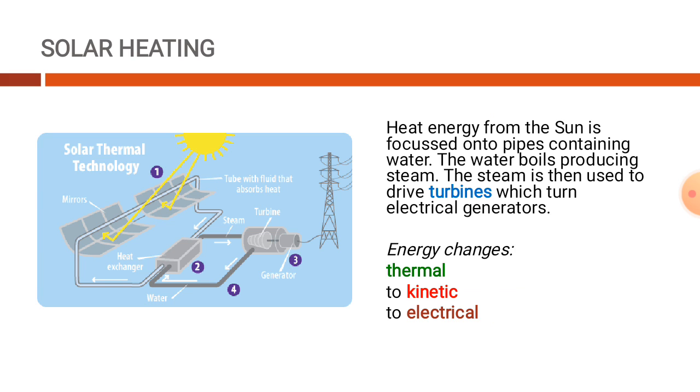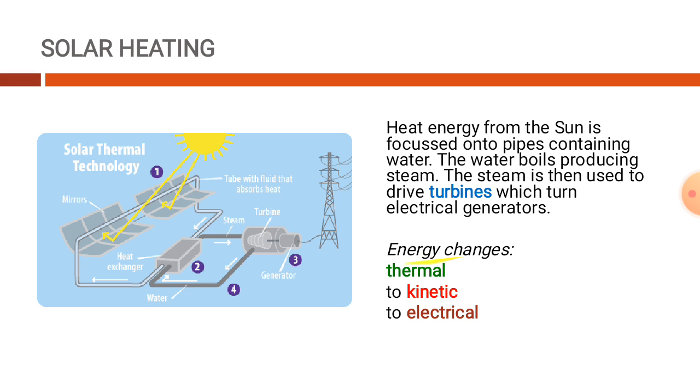There is a similar process, but slightly different from the previous one. Here the energy from the sun is focused onto pipes containing water. When this water boils up, producing steam, the steam is then channelized to drive the turbines, which in turn produce electrical energy. So basically, the water is boiled with the help of sunlight. The sunlight heats up the water, makes it boil, and when it boils up, it becomes steam. The steam is sent to the turbines to rotate.